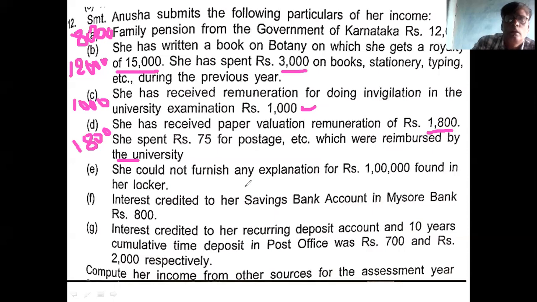Income from undisclosed sources. This is called as income from undisclosed source. Remember this.